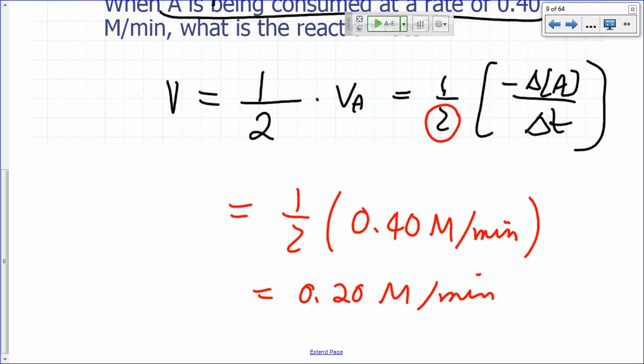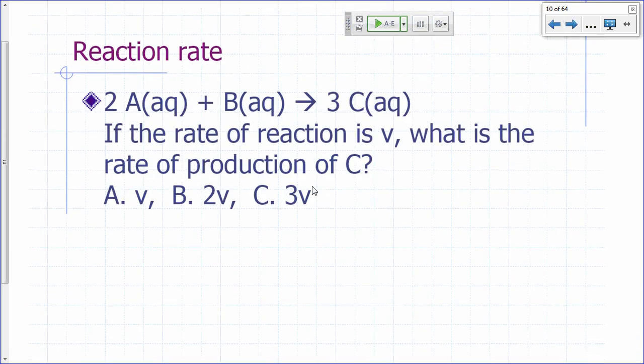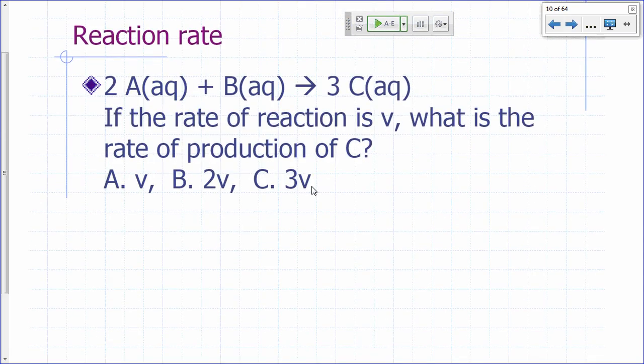Okay? So to avoid ambiguity, when we simply say the rate of reaction, then you multiply that by the coefficient to get the actual rate of consumption of a reactant. Same thing with the product, rate of production of product. You divide that by the coefficient, that will give you the rate of reaction. Let's look at an example here. If the rate of reaction is V, what is the rate of production of C? Is it V, 2V, or 3V?